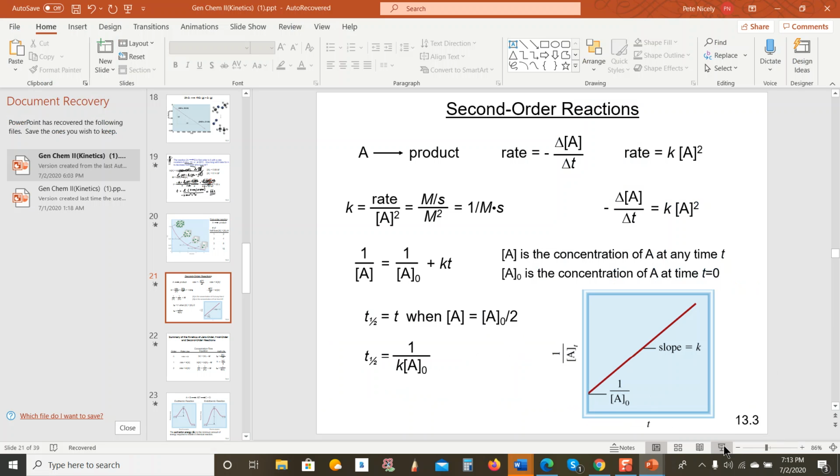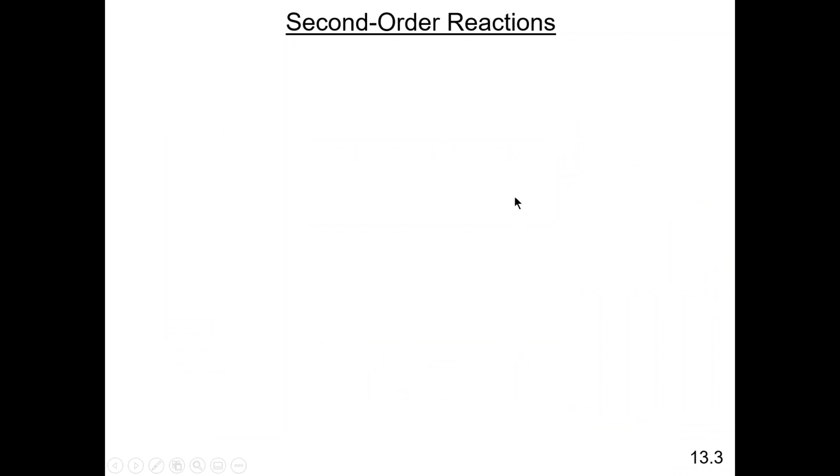Okay, so let's talk about second order reactions. Again, we're assuming that we're starting off with one reactant to form a product or products. And if this is a second order reaction, then this would be the rate law for that reaction. Rate is equal to k times the concentration of A raised to the second power.